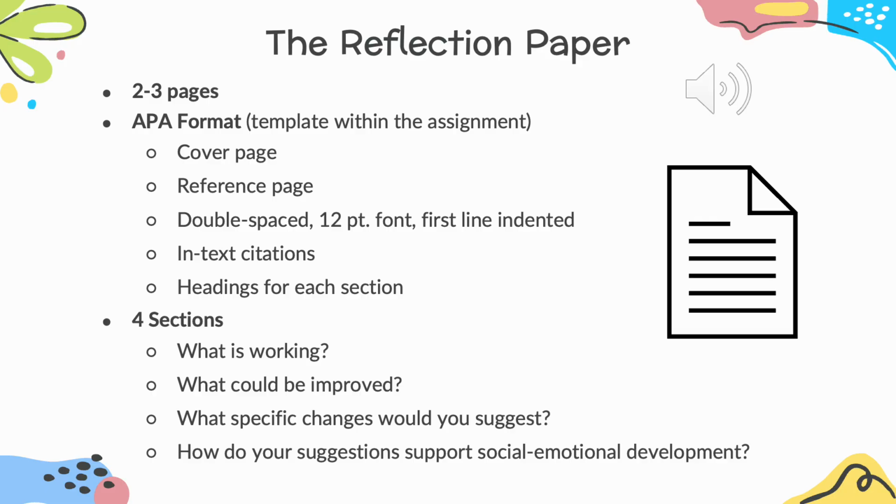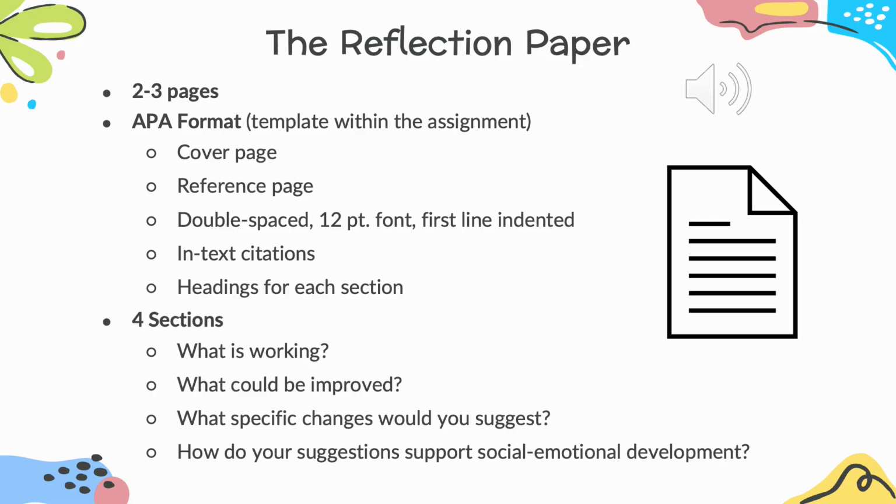Third, what specific changes would you suggest and why? This is the part where your professional thinking really shows. Do not just say, add more visuals. Write what kind of visual, where would it go, and what behavior it could support. And fourth, how do your suggestions connect to creating a supportive environment for social emotional development? Tie your ideas back to what you have learned so far in the course about how environments shape feelings of safety, belonging, and competence in young children.